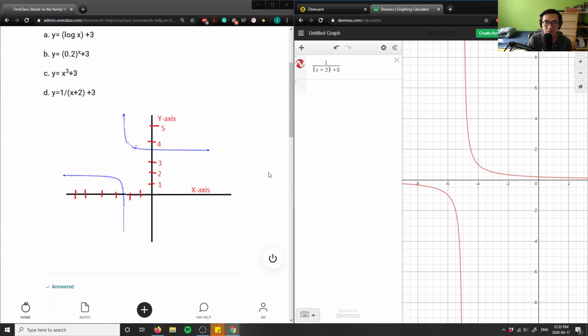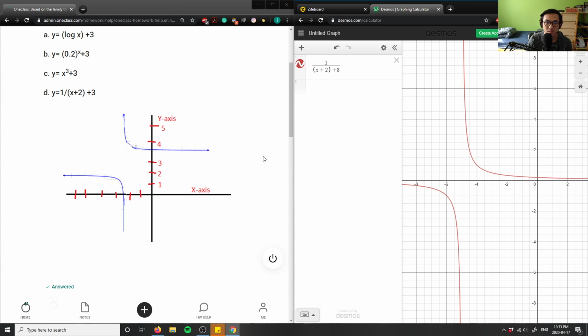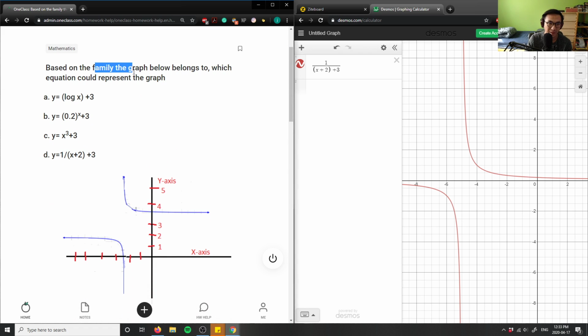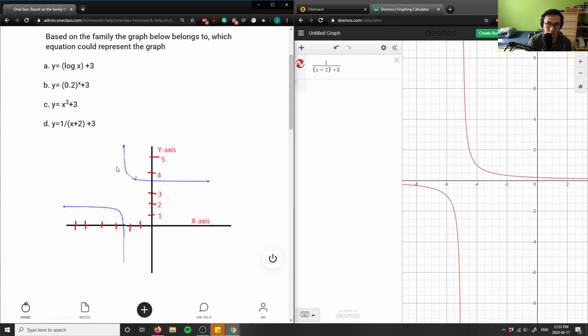So the reason why here is that I looked, the graph here is actually wrong. I don't know who drew this graph, but this graph here is actually wrong. But I think it's asking for the family of the graph and not specifically the horizontal and vertical translations as well.